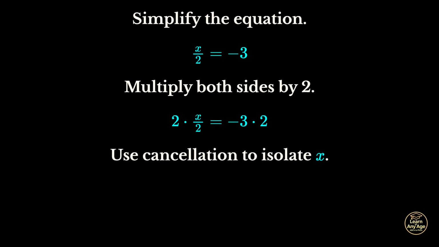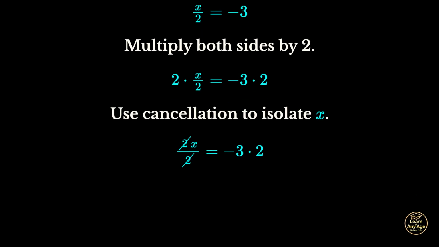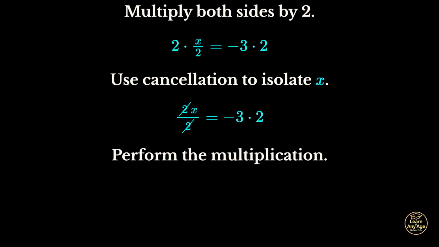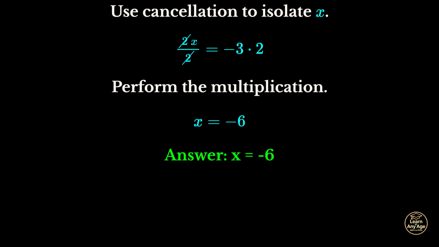Use cancellation to isolate x. 2 cancelled out, x over 2 cancelled out, equals minus 3 times 2. Perform the multiplication. X equals minus 6. Answer, x equals minus 6.